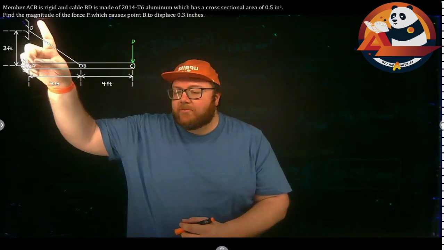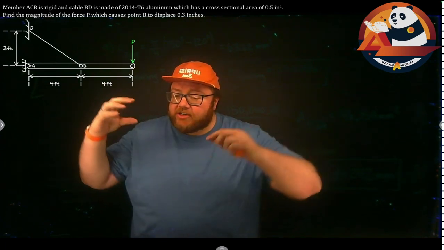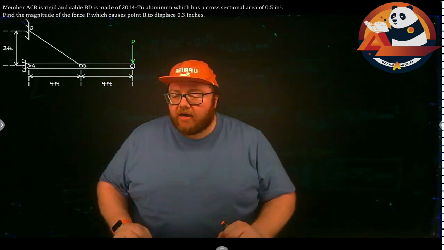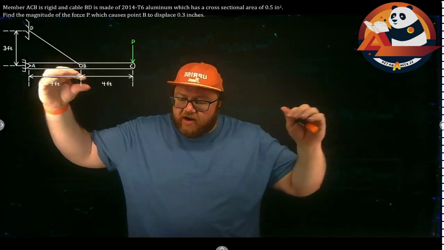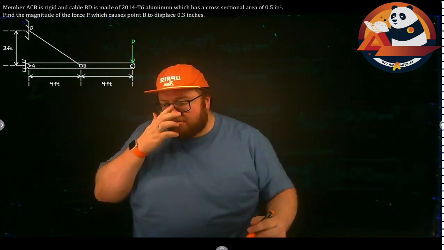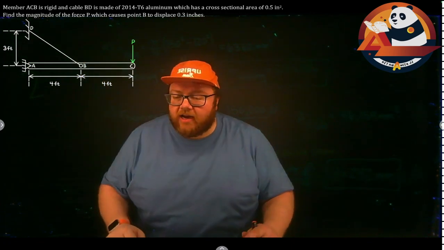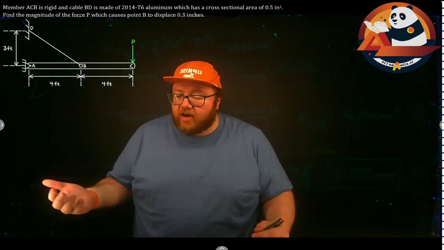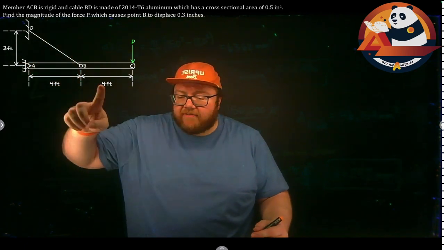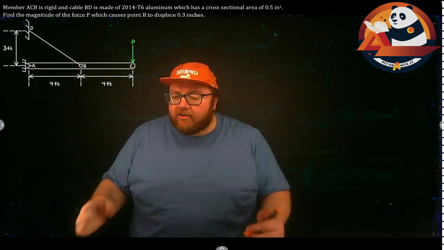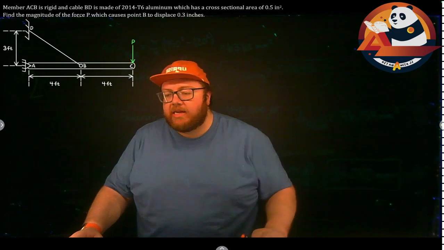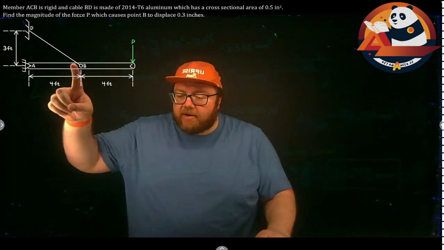This time we have member ABC. ABC is rigid, so it's not going to bend or stretch. It's not going to deflect down at C when we put that force on there. But we also have cable BD. BD is made of 2014-T6 aluminum and has a cross-sectional area of 0.5 inches squared. We want to figure the magnitude of the force P that's going to cause point B to go down 0.3 inches.